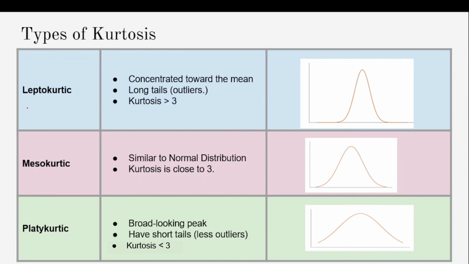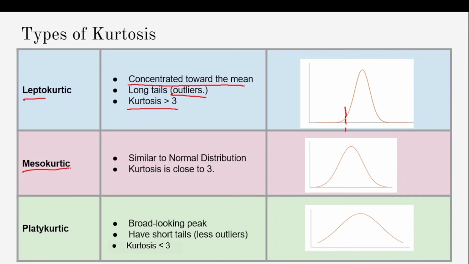Starting with leptokurtic. By lepto, we mean skinny or thin. So in a leptokurtic distribution, most of the data points are concentrated towards the mean and we get a steep distribution. Leptokurtic distributions have a longer tail than a normal distribution and hence will have more outliers. For leptokurtic distributions, the value of kurtosis is greater than 3.